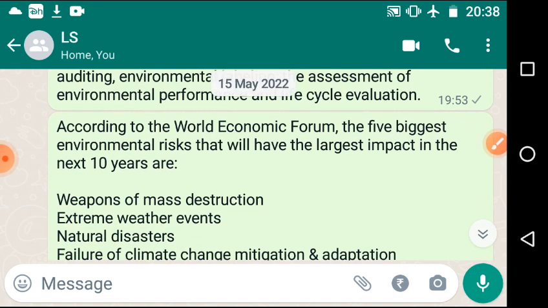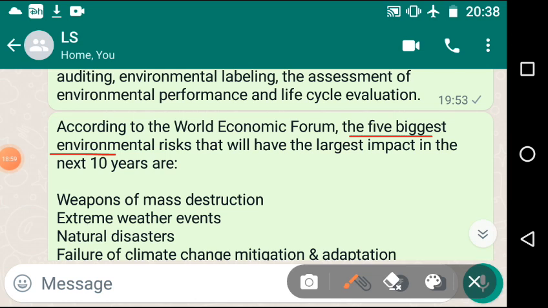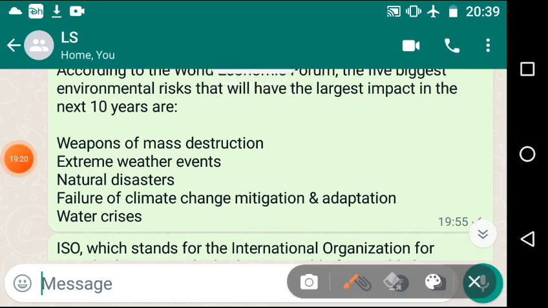Now, according to the World Economic Forum, it has been mentioned that there are five biggest environmental risks that will have the largest impact in the next 10 years. In the next 10 years, these five greatest environmental risks are going to happen, and they are happening already. And what are those five deadliest environmental risks?